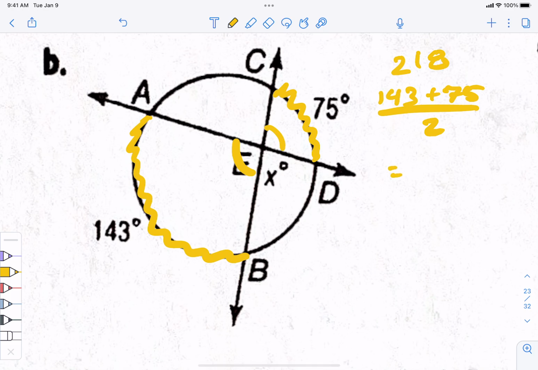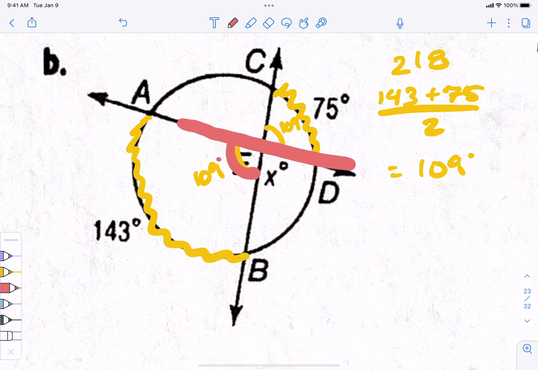So divided by 2, that is 109. So this is 109 degrees, and this is 109 degrees. How do I figure out what X is? Subtract from what? 180 minus 109. This is on a straight line right here, so this angle and this angle have to add up to be 180. So this is 71 degrees, right? Does that make sense? Yes.